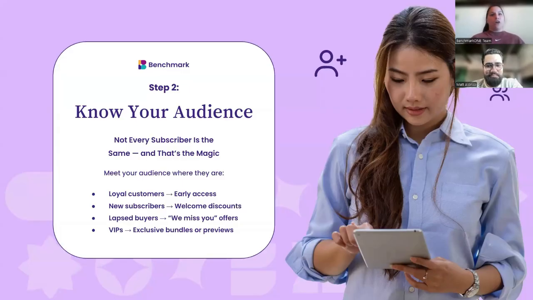Okay, so step 2, knowing your audience. Once you've gotten your offer and your holiday picked out, now it's time to do what I had mentioned earlier, pick the audience for your offer. As I stated, not every subscriber is the same, and that's magic. Love that phrase. But basically, that's the whole point of what we're doing. It's to make sure you can segment your audience so that you can send each audience something personalized for them. That is the magic of email marketing. So, you want to meet your audiences where they are.